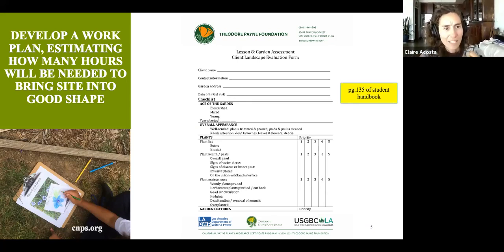Take photos when you first arrive. What does it look like from the street? Do they like the way it looks? Are they part of an HOA? Is that a limitation? What does this look like for outsiders? Because there's a misconception that native plants are really weedy and dry and crispy. So we don't want to add to that, especially if the client doesn't want to add to that.